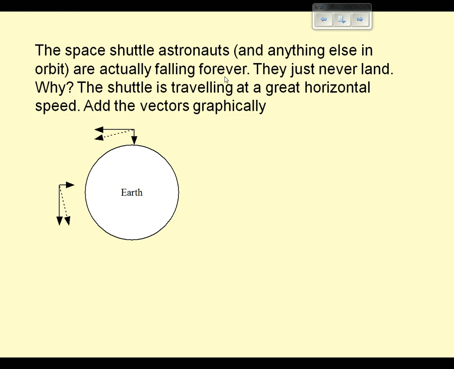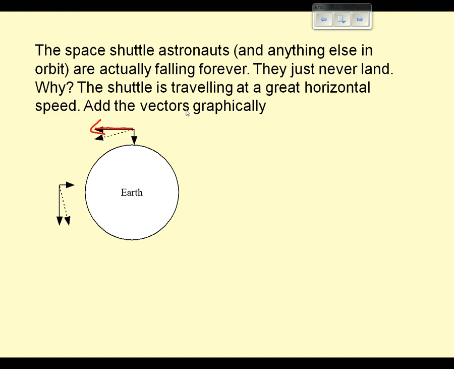The thing is that they never land. Why do they never land? Because the shuttle's traveling at a great horizontal speed. Now, if you add these vectors graphically, just watch right here. The shuttle is traveling horizontally sideways because it's an object in motion, and we know that objects in motion stay in motion. Does it need to keep the thrusters on? No. Once the thrusters have pushed it to a certain speed, it just keeps on going.